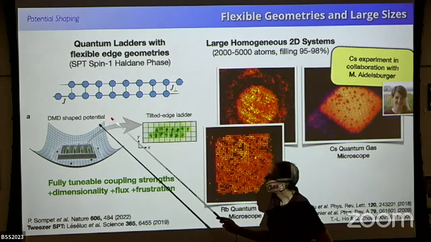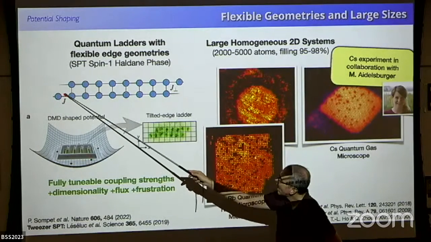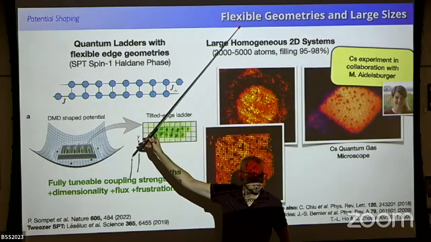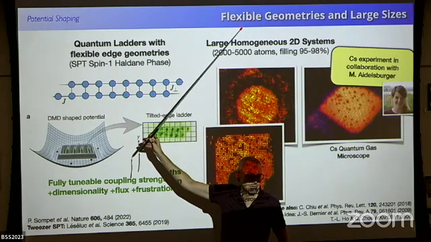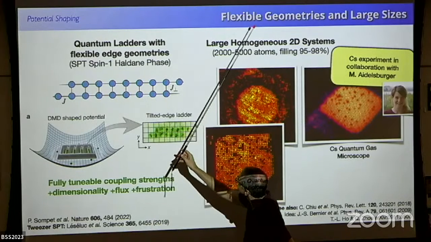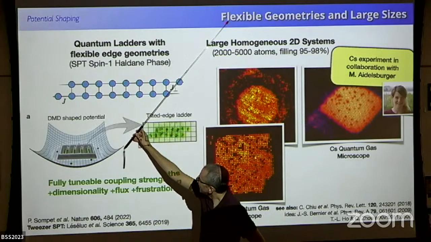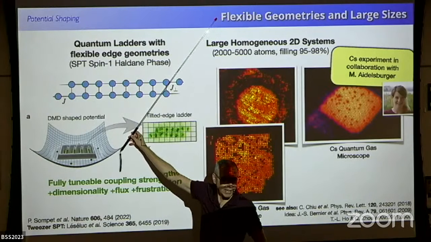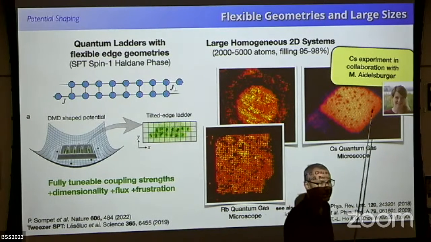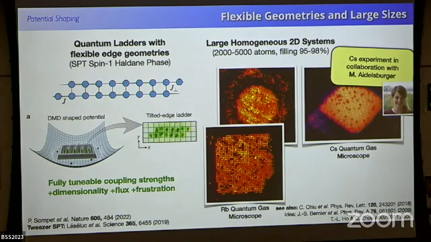This is interesting. I'm not going to talk about it a lot, but for example, if you have ladder systems, having the right edge termination can determine whether the system is in a topological phase or a non-topological phase. This is done, for example, with fermions on such a ladder. If you terminate like this, you get a SPT Haldane spin 1 phase. If you terminate straight, you get a topologically trivial phase, and you get edge states and string order parameters that you can measure in these systems, but I don't want to talk about it in this lecture, but you can ask me about it if you're interested.